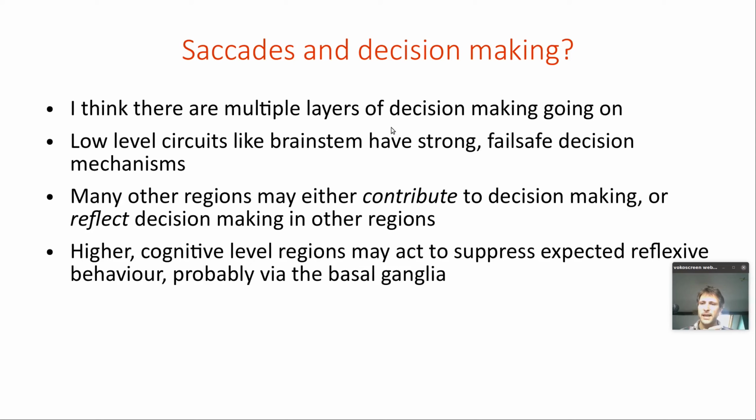Saccades and decision making. I think there are multiple layers of decision making going on. I sort of explained that already. This is really a recapitulation of what I just said. Low-level circuits like the brainstem have strong fail-safe decision mechanisms. Other regions might contribute to the decision making or reflect decision making in other regions. Higher cognitive level regions may act to suppress expected reflexive behavior, probably via the basal ganglia. Okay, so there we are. That's my thinking about decision making and saccades.